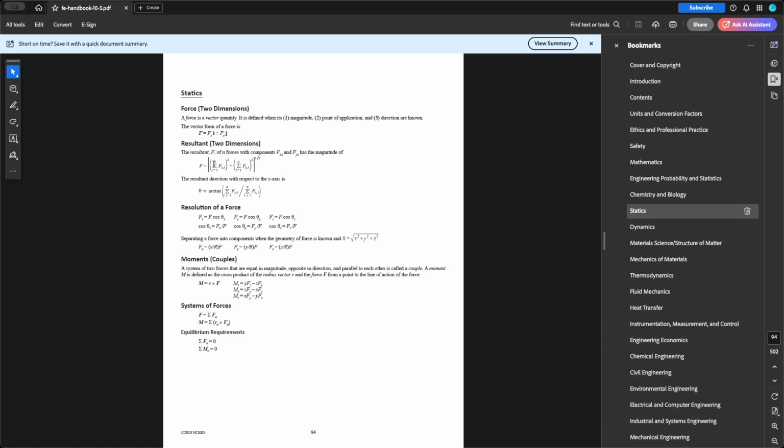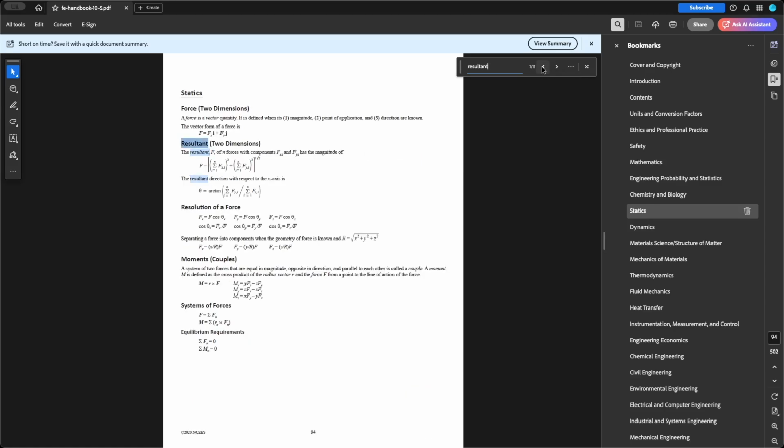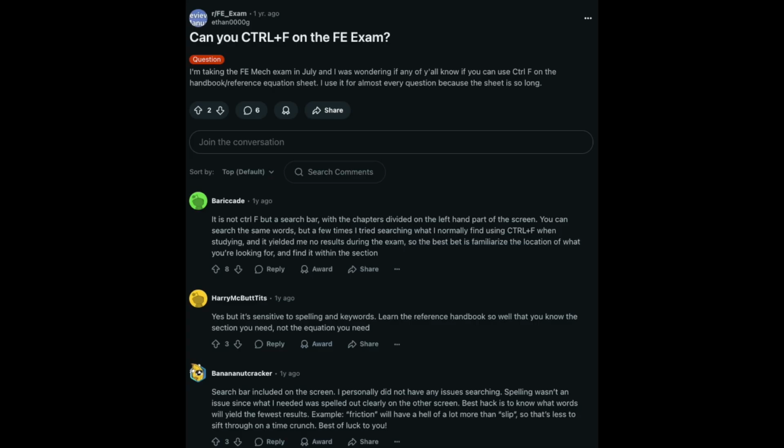A small tip when you're searching, remember you cannot upload your own PDF or use the Ctrl F. The reference handbook is preloaded into the computer interface. So make use of the search bar given to you during the exam, but don't rely heavily on it, because while it works, it can be sensitive to spellings and keywords. So make sure you know where the section you need is, not just where the formulas are. And this information is according to students on Reddit, so I'll include the link below in case you want to check for more information.